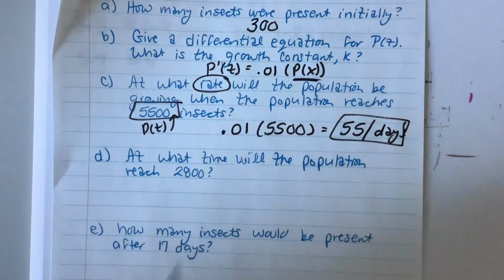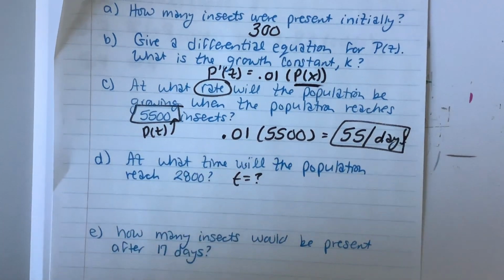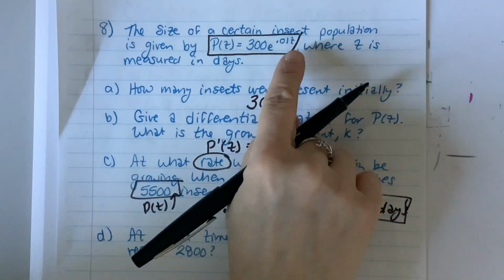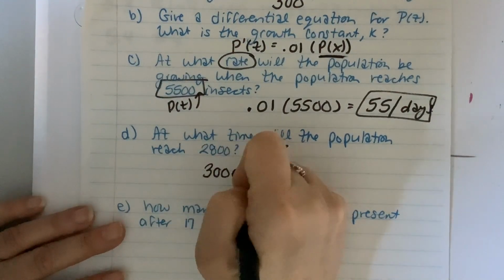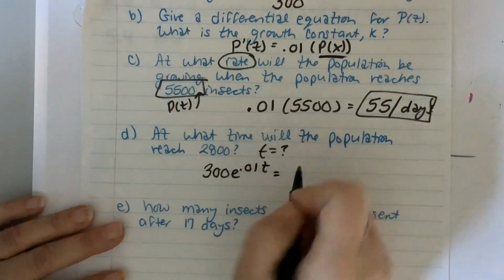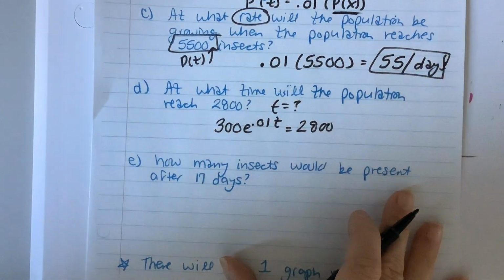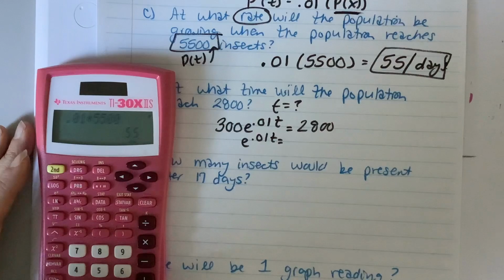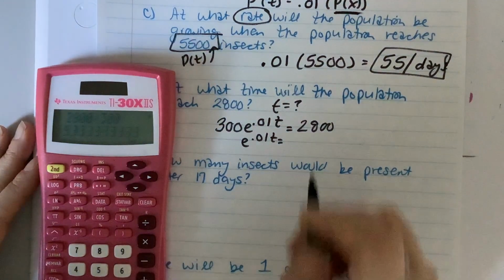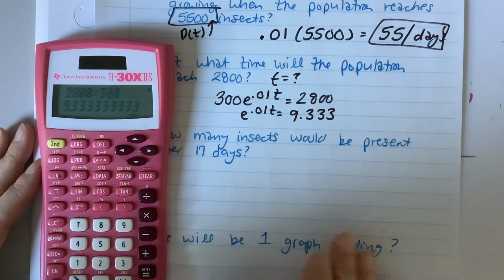At what time? Okay, so solve for T. At what time will the population reach 2,800? Am I using the derivative or am I using the original if I'm looking for population? The original. We want to know if I'm starting with 300 e to the 0.01 t, when will 300 become 2,800? Solve for T. Step 1, divide both sides by 300. 2,800 divided by 300 is 9.3 repeating, so I'm just going to go 9.333.